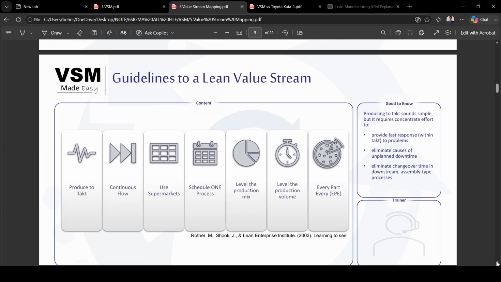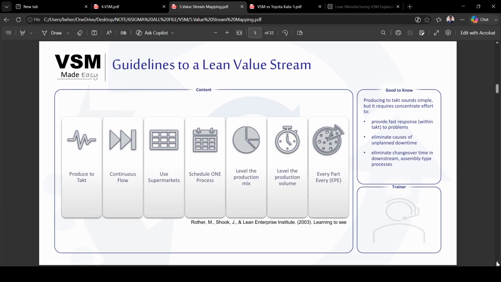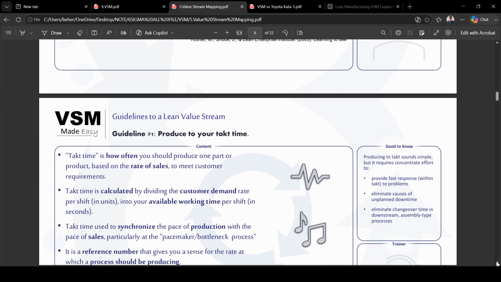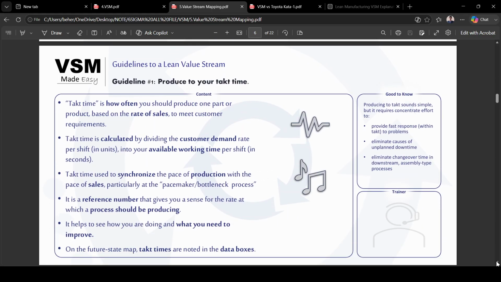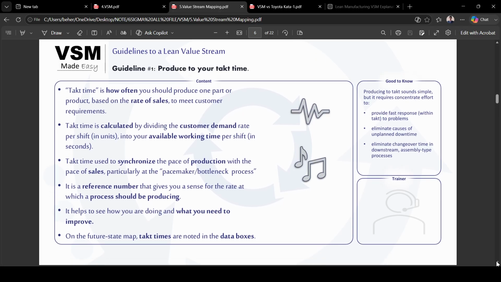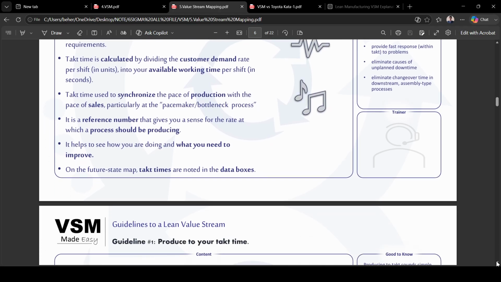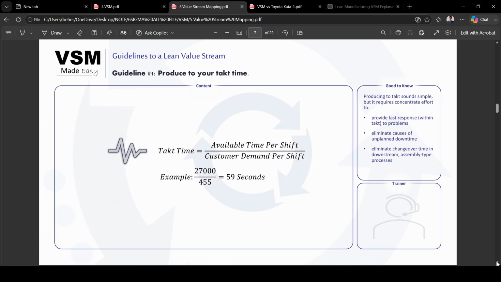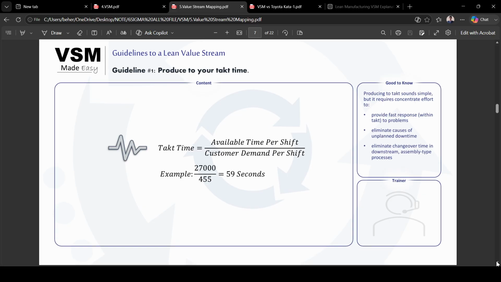Then guidelines for a lean value stream, and produce to your takt time. So then you can understand. And this one is the takt time, the actual time perceived by customer demand. That will come.